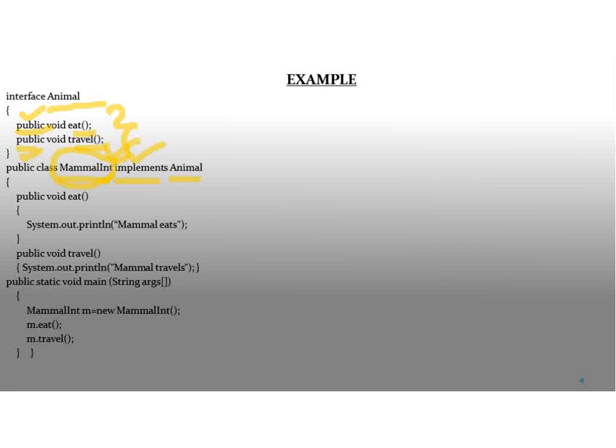See, if we use the extends keyword, it means that the mammal will inherit the behavior of the animal class. Okay? But if we use the implements keyword, it means that whatever methods are declared inside interface animal, they will be defined inside this class. Is it clear now?